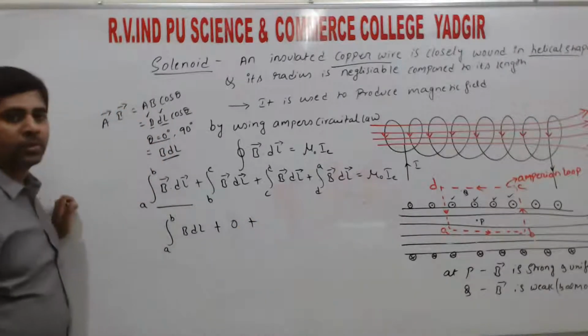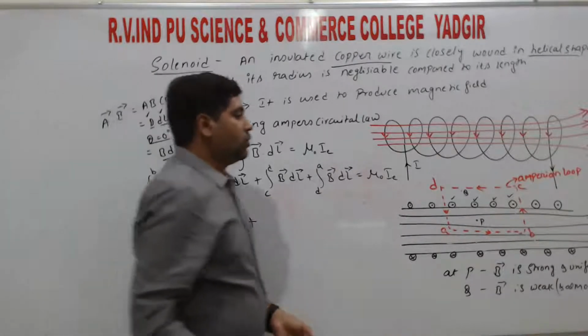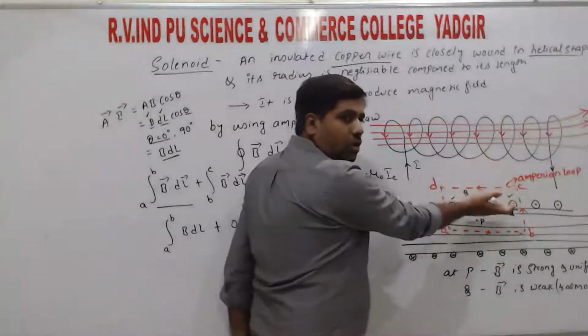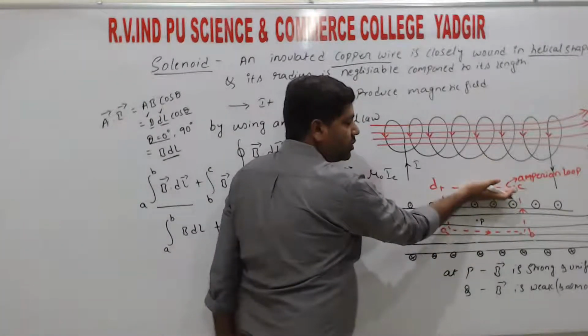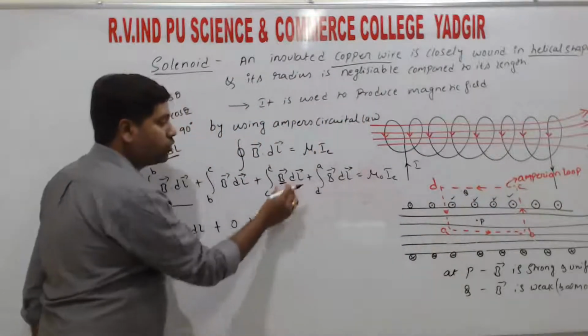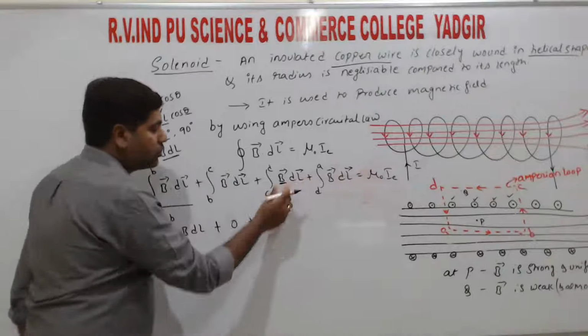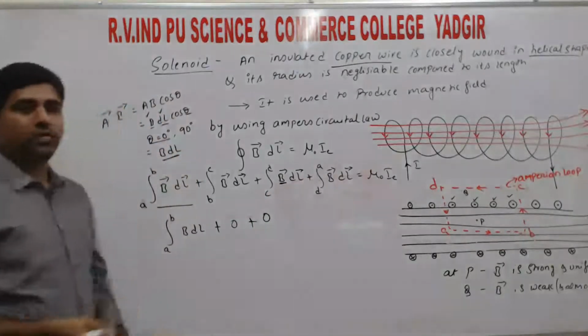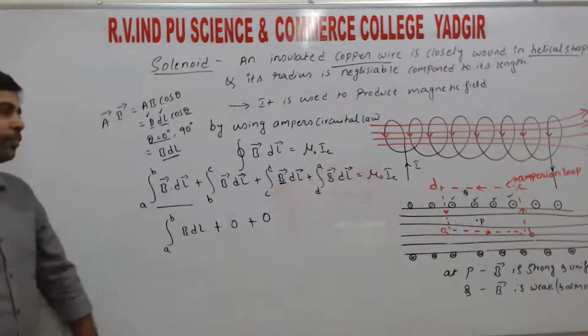Plus the next term. This is outside the field, that is, outside the solenoid. Outside the solenoid there is no magnetic field, that means B value is 0. So 0 into dl is 0. So we can write this one is also 0, right?